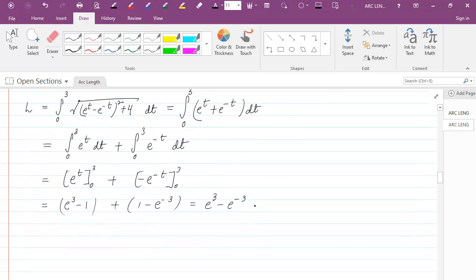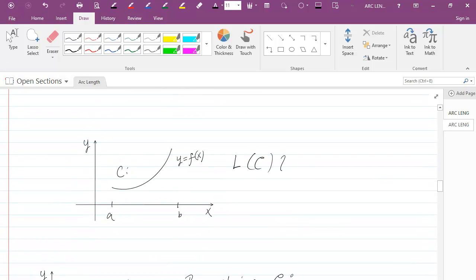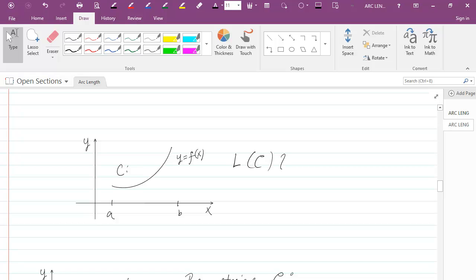Okay, so I'll stop the video here, and in the next video we will be looking at the length of a curve given by the graph of a function.